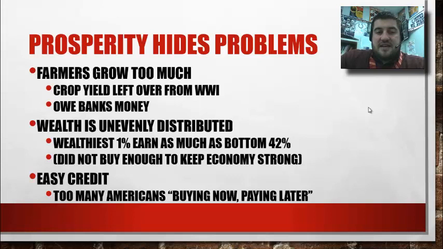The wealth is unevenly distributed in America, as we know from the factory workers versus the factory owners. The wealthiest 1% of America earn as much as the bottom 42% during this time. The wealthy are not going to buy enough to keep the economy strong, and the bottom 42% don't have enough money split amongst them to keep the economy strong or to buy anything.